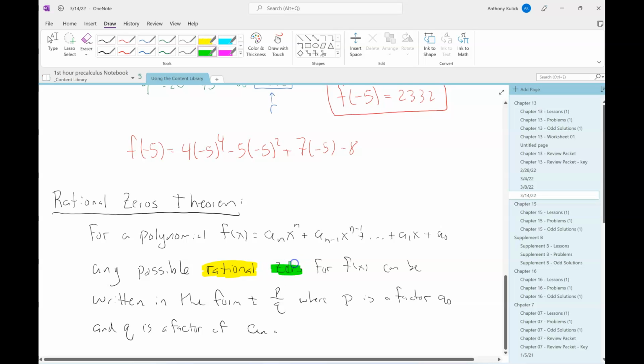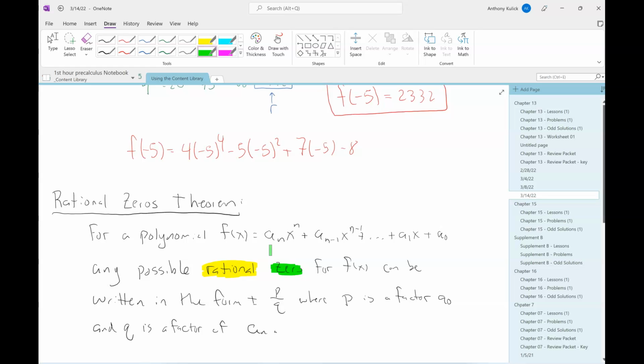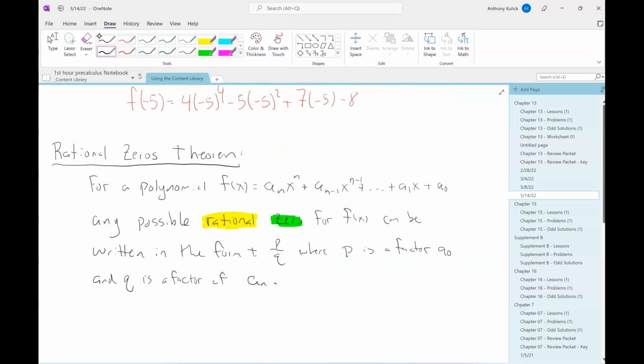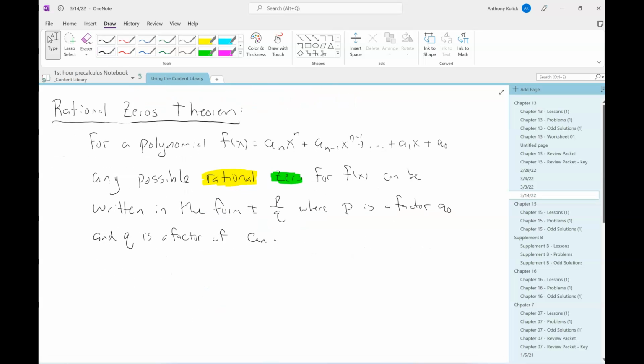And when we say zeros, what are we talking about here? We're talking about the number 0? No, what are we really talking about here? X-intercepts, right? Places where the graph would cross the x-axis, or solutions to f of x equals 0. We can use those interchangeably. Okay, so let's do some examples of how we can use this rational zeros theorem.